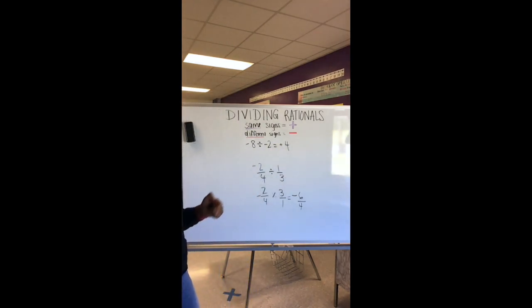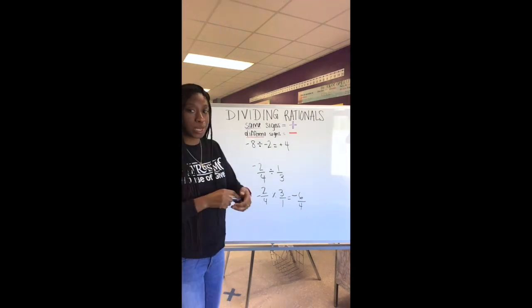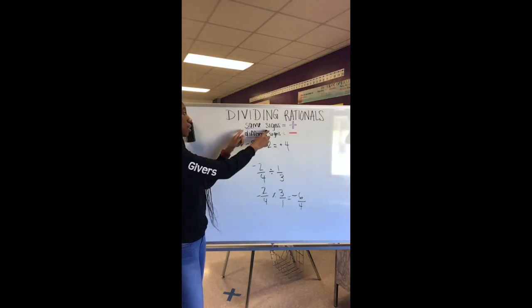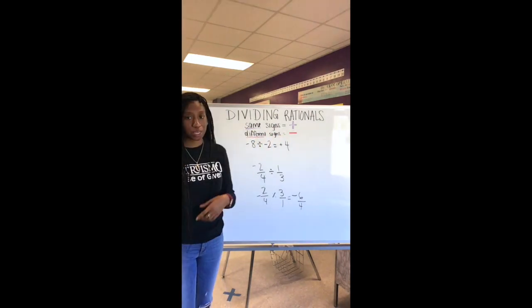So the same thing applies. As long as you know how to multiply and divide fractions, whole numbers, and decimals, you're actually good. The only thing you have to know is that same signs give you a positive, different signs give you a negative.